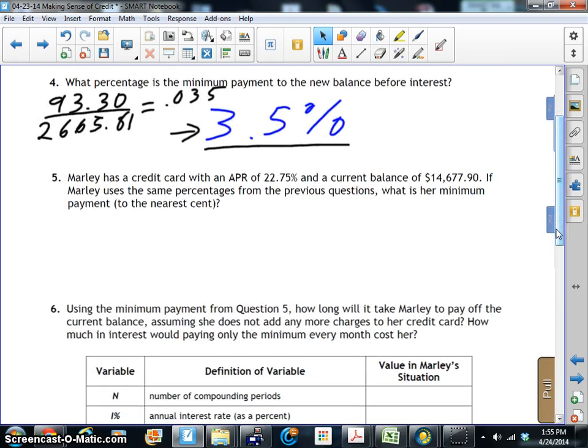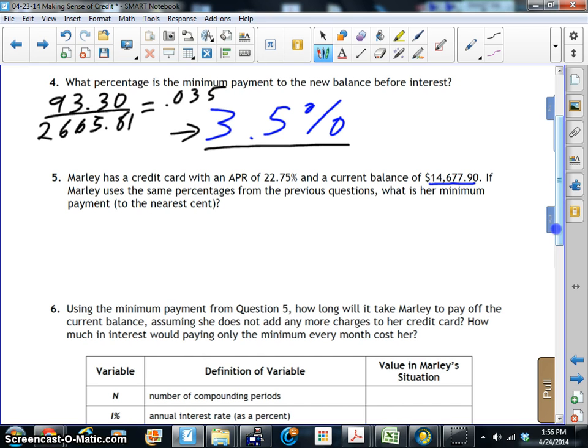So we have this person named Marley. She has a credit card with an APR of 22.75 with a current balance of 14,677.90. If she uses the same percentage as the previous question, what is her minimum payment?